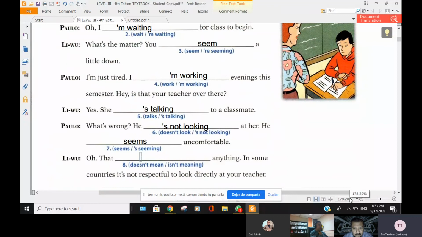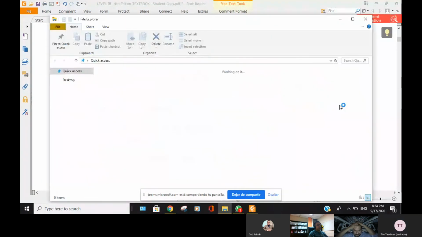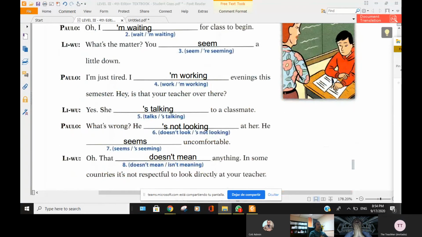Okay. Oh, that is not meaning anything. In some countries, it's not respectful to look directly at your teacher. Okay. Oh, that doesn't mean anything. In some countries, because it's not something that happened right now. It's a, how do you say? No tiene tiempo, ¿no? Well, it's a culture. That doesn't mean es significar. Entonces, dice, eso no significa nada. It's not correct. Es non-action. It's non-action verb.